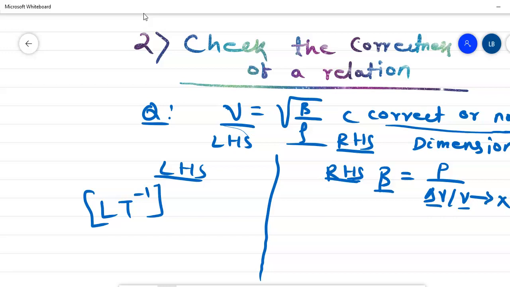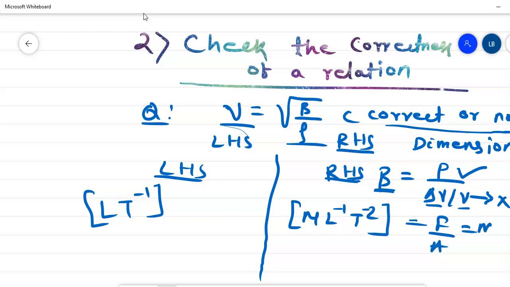So bulk modulus, the volumetric elastic coefficient, carries the dimension of pressure. What is the dimension of pressure? I know the dimension of pressure is M L minus 1 T minus 2. I know this because pressure is force upon area, and force is M L T minus 2, area is L square. So this is the dimension of pressure.